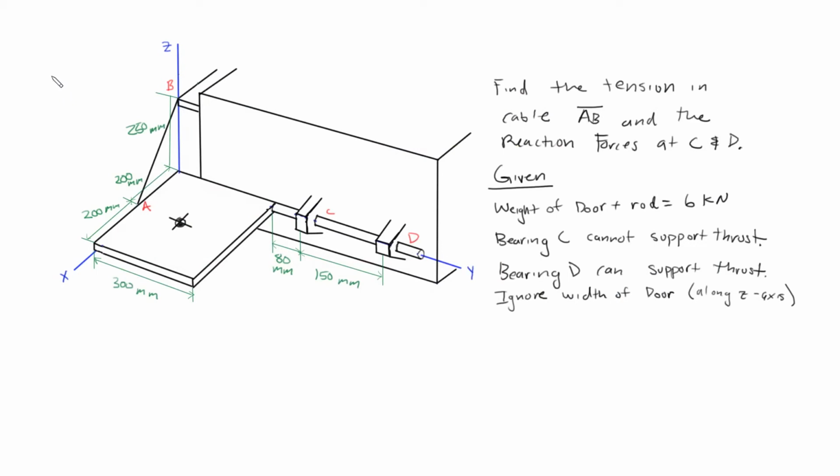In this problem, we're told to find the tension in the cable AB, which is right here, and the reaction forces at C and D. C and D are actually bearings, one being a thrust bearing and one being just a regular bearing. We're told that bearing C cannot support thrust, while bearing D can support thrust.